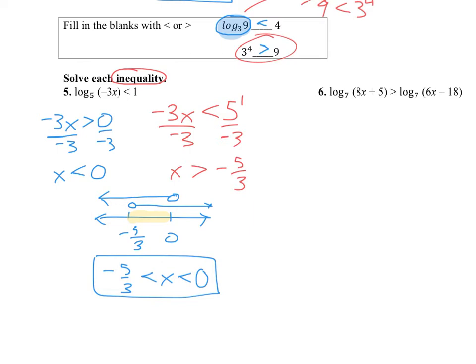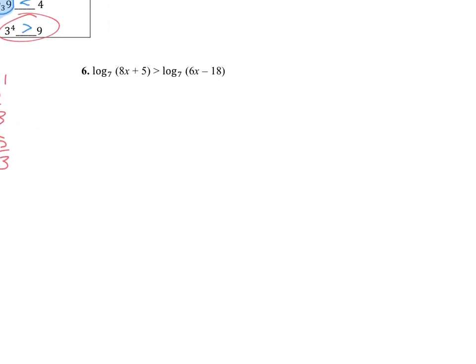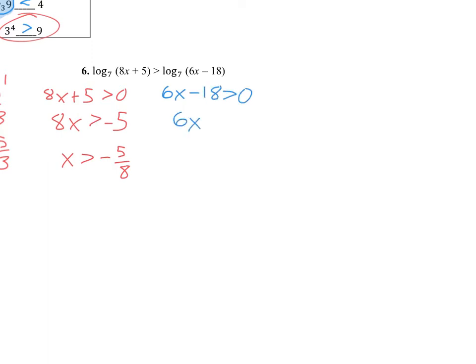Okay, for number 6, again, first thing you do is check the arguments. So 8x plus 5 has to be greater than 0. Subtract 5. 8x has to be greater than negative 5, and divide by 8. X has to be greater than negative 5/8. All right, now we check the other argument. 6x minus 18 has to be greater than 0. Add 18. 6x is greater than 18, and x is greater than 3.